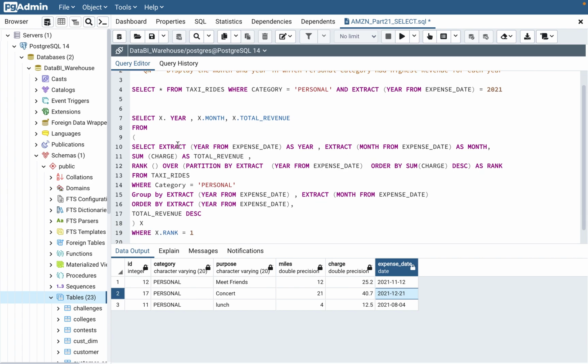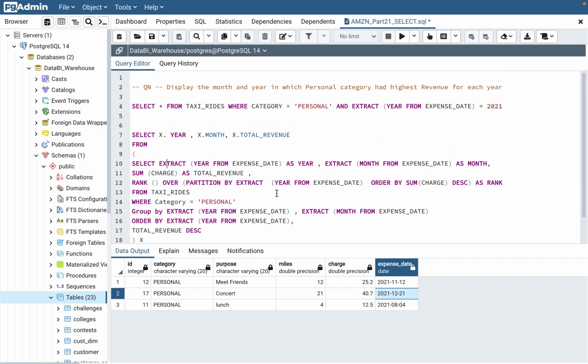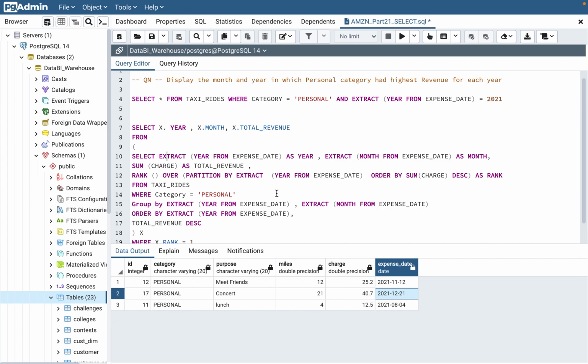So let's go to the query. Here, in order to get the highest revenue, what we need is a rank function. So the rank is equal to 1. And we need to rank by charge, the highest charge, correct? That's what we need to do.